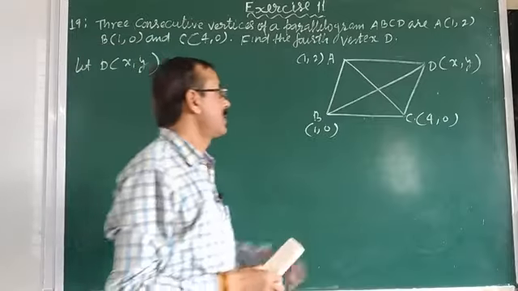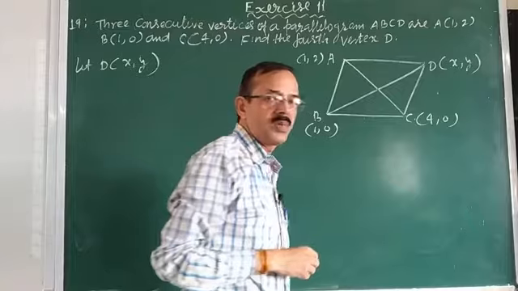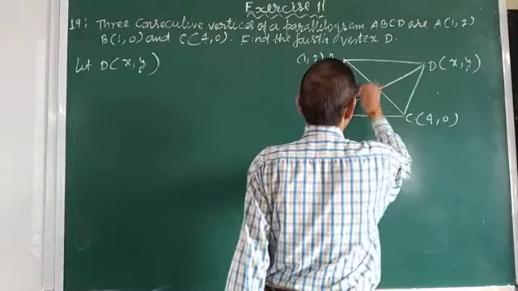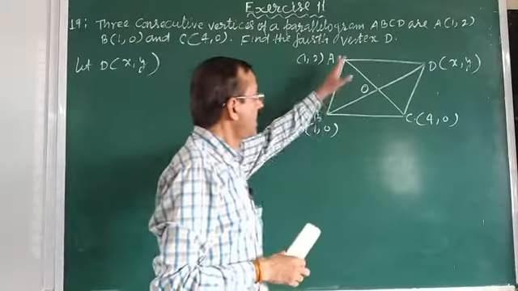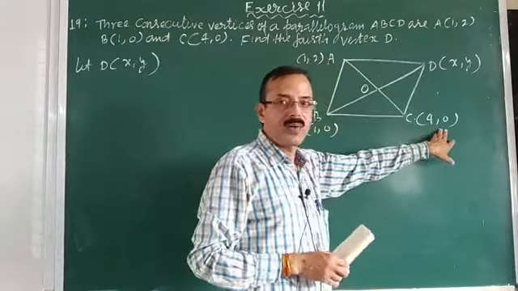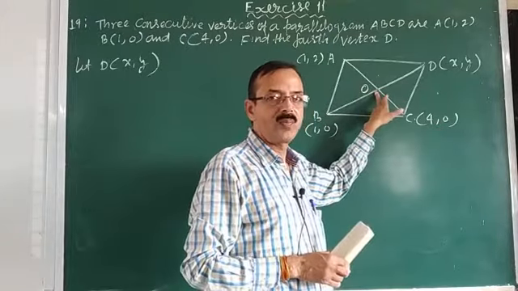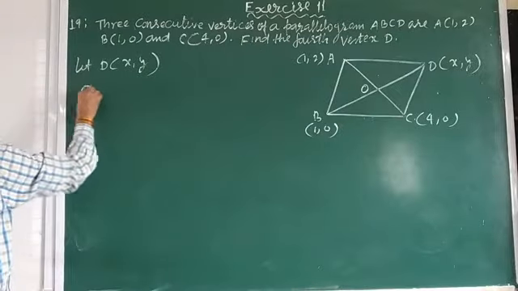As you know, diagonals bisect each other. So there will be a common midpoint for both diagonals. Suppose this is O. Since the coordinates of A and C are given, by using points A and C we should find the midpoint O.